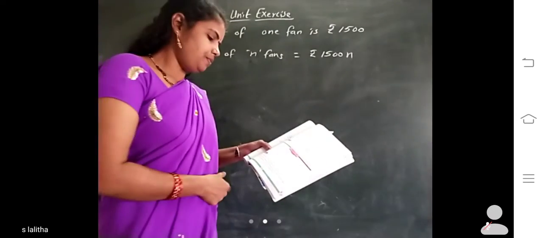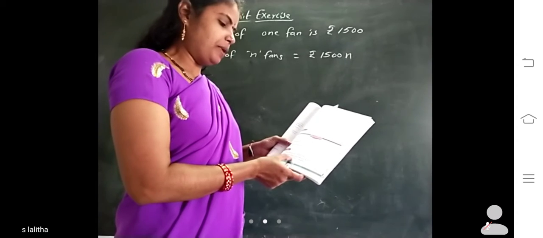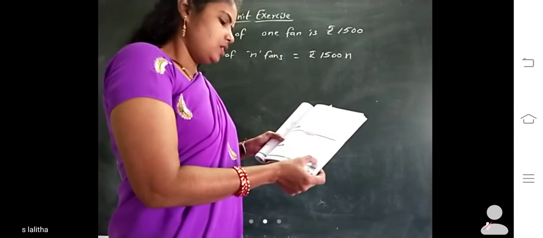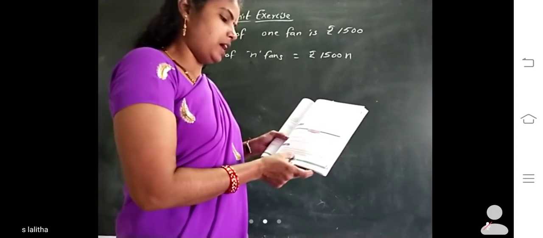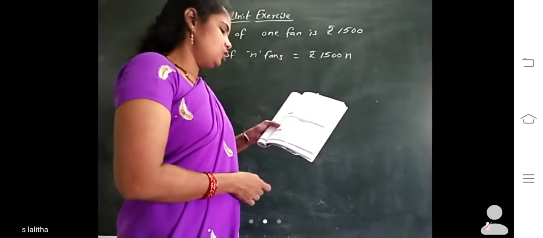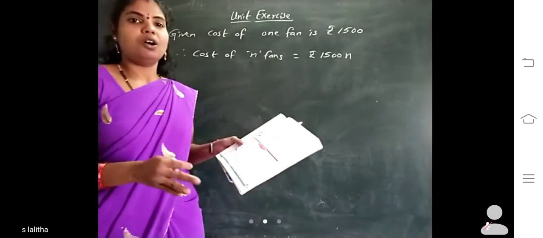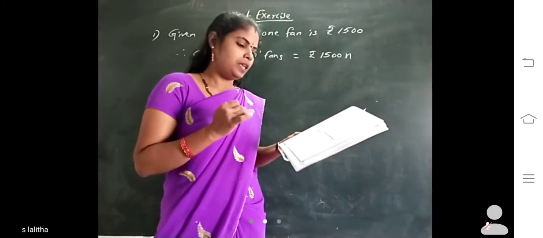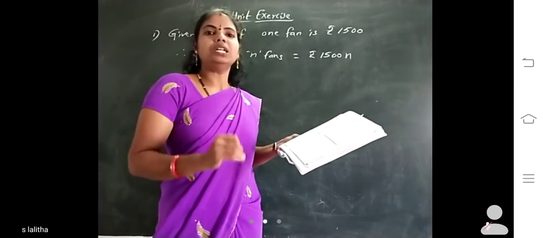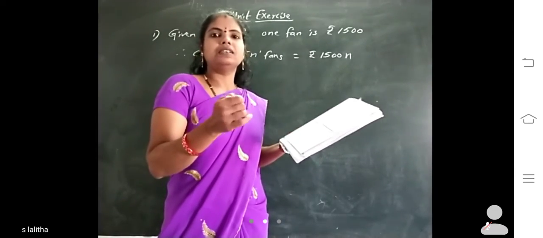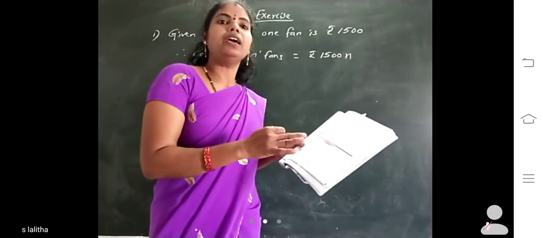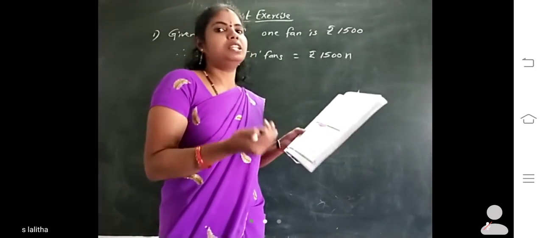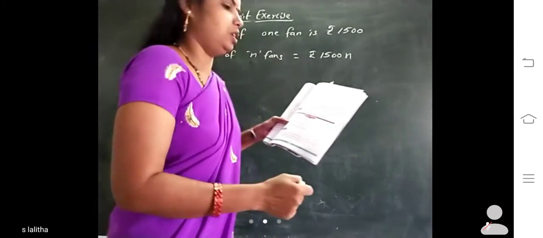Let's see the second question. Srinu has a number of pencils. Rahim has 4 times the pencils as Srinu. So how many pencils does Rahim have? Write an expression. So Srinu has a number of pencils. How many? We don't know, so you have to take any variable. Next, Rahim has 4 times the pencils as Srinu has. Srinu kante Rahim daggara 4 times ekkuga unnayi. So you have to write the expression.